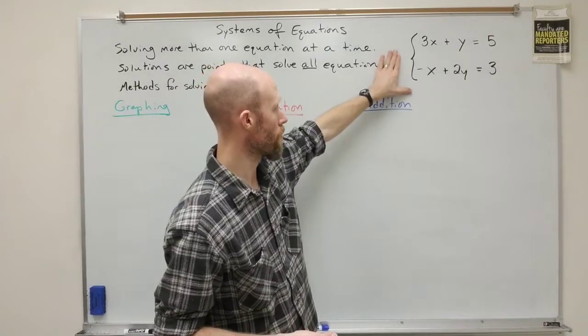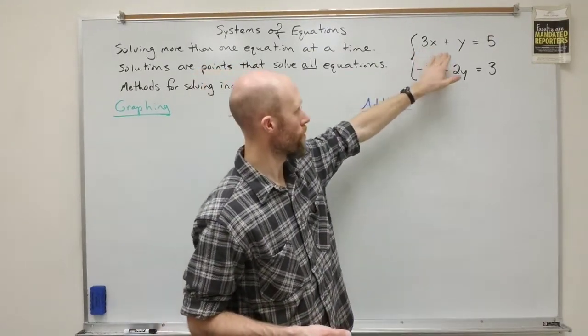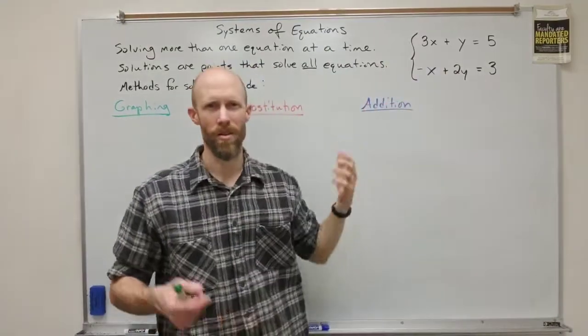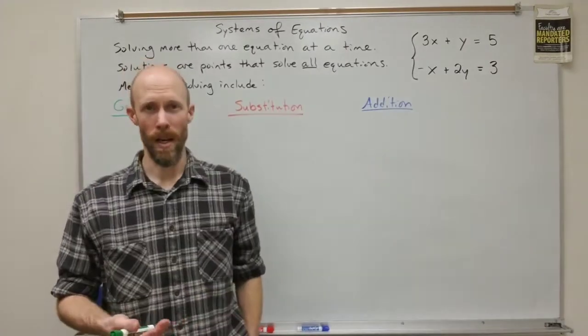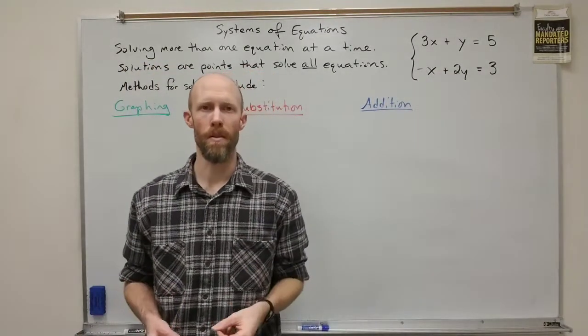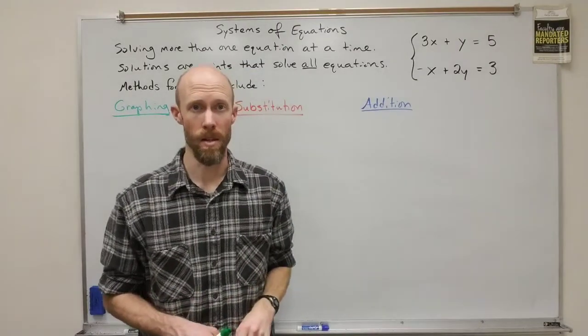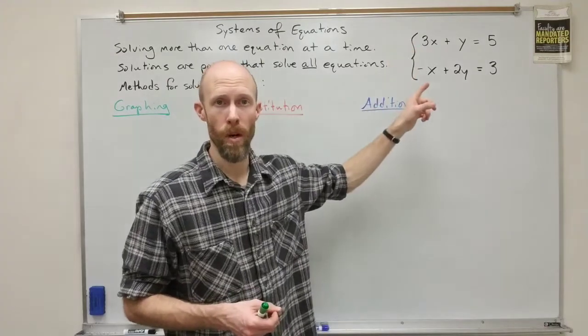So here I have an example. The notation is a little bit strange. We list off the two equations and we put one of these, looks like a set brace, over on one side to kind of group them together. So this would be an example of a system of equations. I've got two equations and I want to solve them together simultaneously. Now, to do that, I need all ordered pairs that solve both equations.